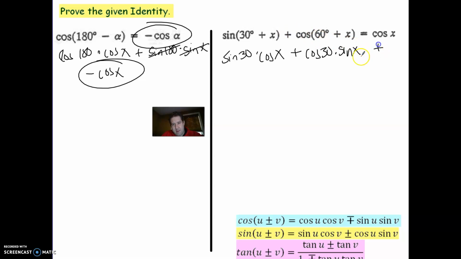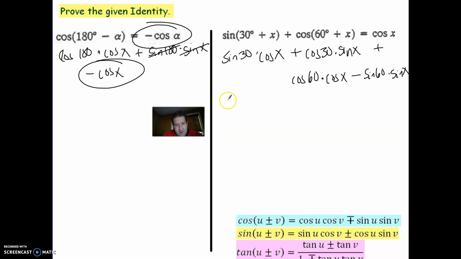And now I'm going to add it to this side, which I'm going to have to do down here because I'm running out of space. So cosine is cosine of 60 times cosine of x. That's going to be the opposite, which is minus sine of 60 times sine of x. Okay, so let's see if I can go through this.